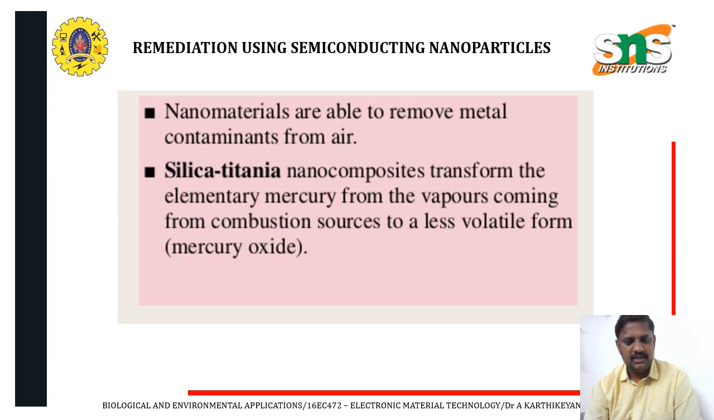And mainly the nanoparticles, such as metal silicon dioxide, and the nanomaterials are able to remove metal contaminants from the air. That is the main one. And also silica titanium are used in nanocomposites. There is elemental mercury from the vapors coming from combustion, and the less valuable and volatile mercury oxide is the important one.